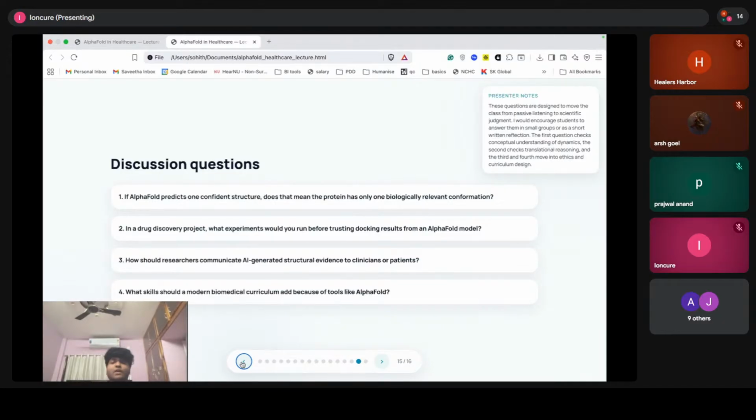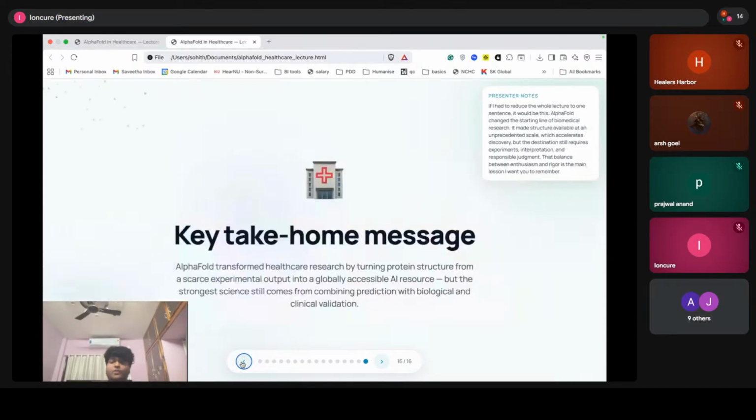And we'll move on to the ethics part. We have done the ethics part. Now we'll talk about the key take-home message. If I had to reduce the whole lecture into one sentence, it would be this. AlphaFold has changed the starting line of biomedical research. It made structure available at an unprecedented scale, which accelerates discovery, not just structural protein discovery, but also drug discovery.